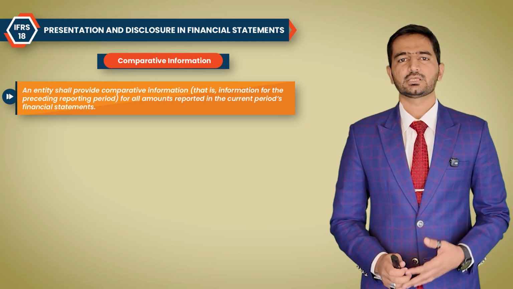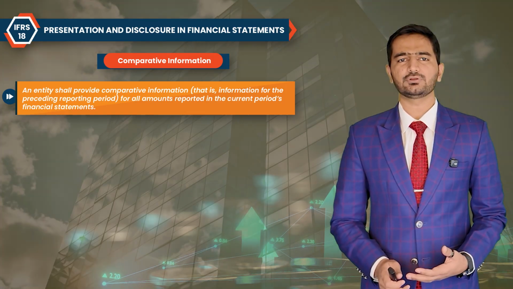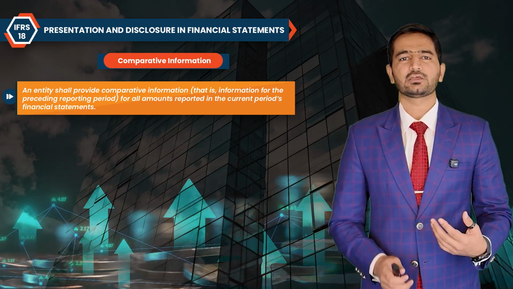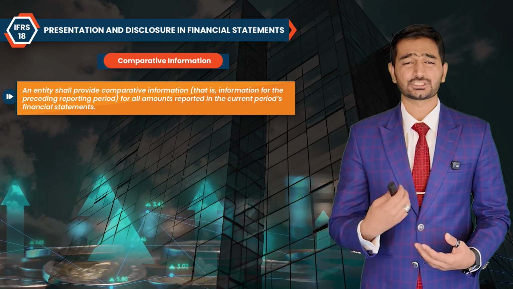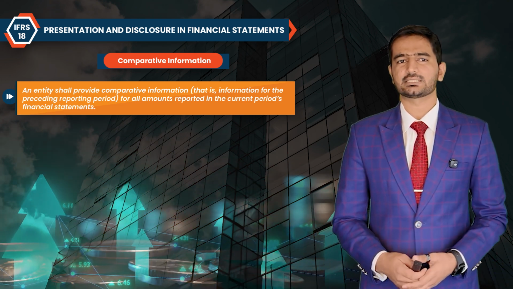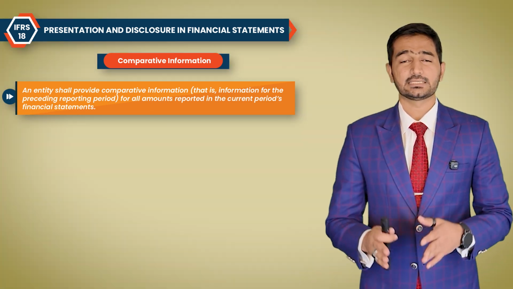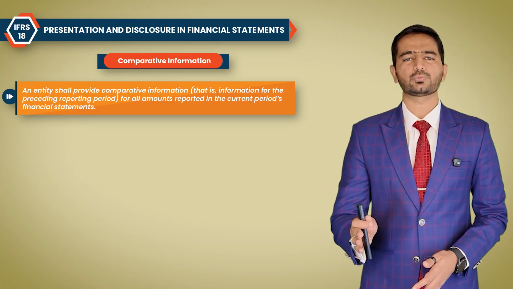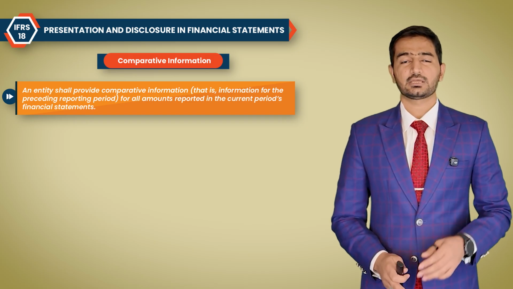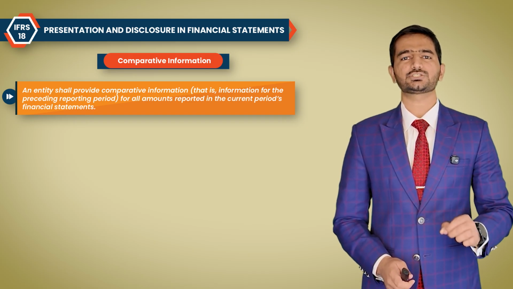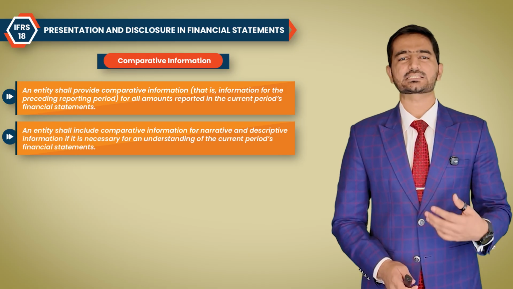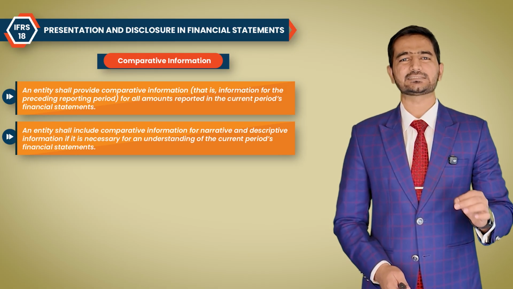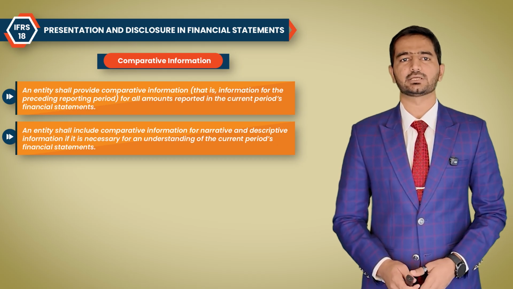For example, if you are looking at the company's revenue, seeing the number from the previous year lets you know whether the company is growing, shrinking, or staying the same. But here is the kicker. Comparative information is not only required for financial figures. IFRS 18 also requires you to include narrative and descriptive information from the prior period, but only if it is relevant for understanding the current period.